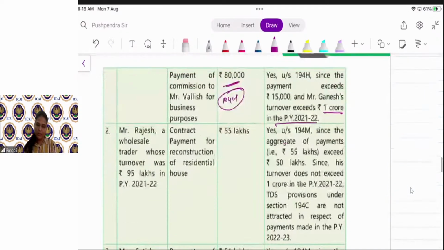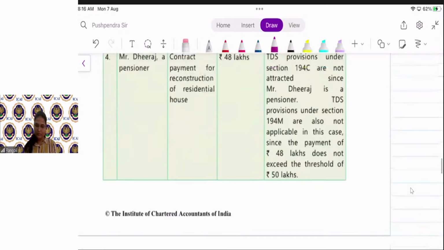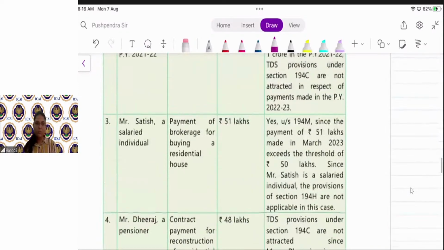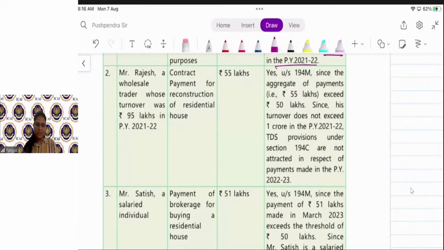Clear with point number 1, everyone? Yes or no? Everyone clear with point number 1? Yes or no? Please reply.